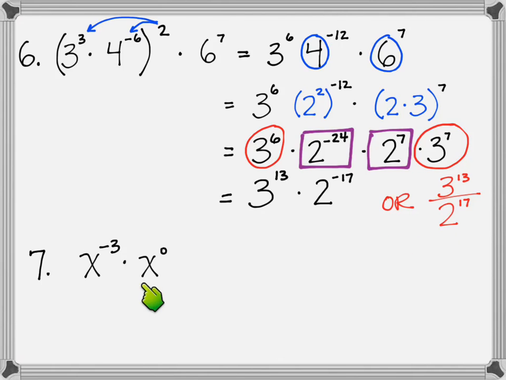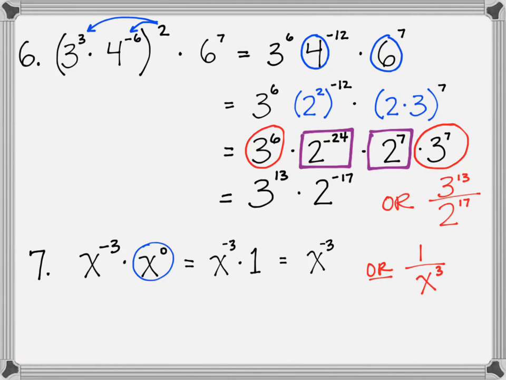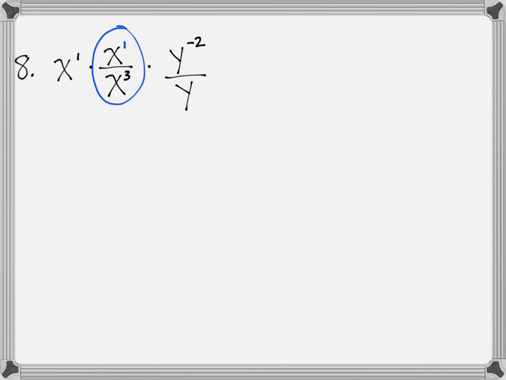Number 7, x to the 0 is just 1. So we've got x to the negative 3, because here we had x to the negative 3 times x to the 0. So now we have x to the negative 3 times 1, which is just x to the negative 3, otherwise known as 1 over x cubed.